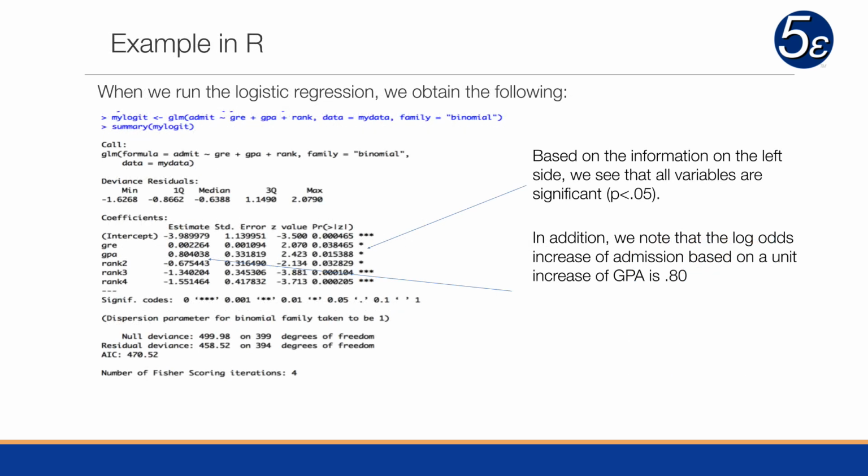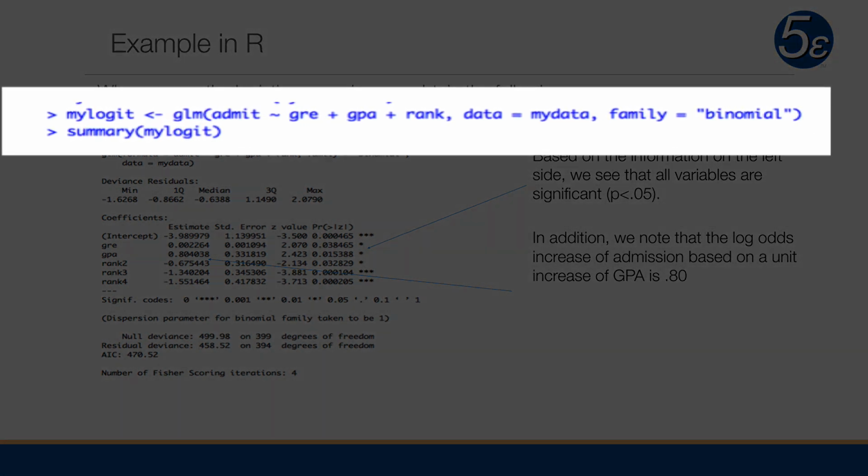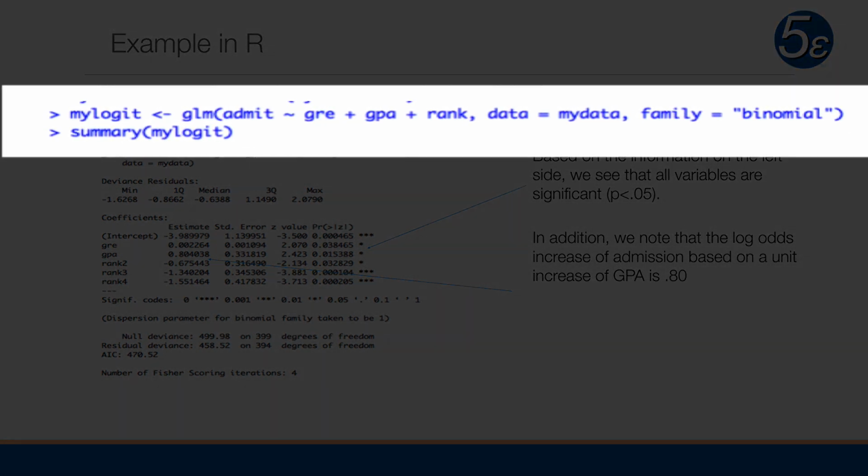When we run the logistic regression using R, we're going to use the GLM function. The GLM function takes in a formula as its first parameter. Here it's going to be admit by GRE plus GPA plus rank. And we tell it where that data can be found in the MyData data frame. Further, we specifically specify the family as binomial. We're telling the GLM model, which stands for Generalized Linear Model, that the family is binomial, so it should treat the dependent variable as a binomial.